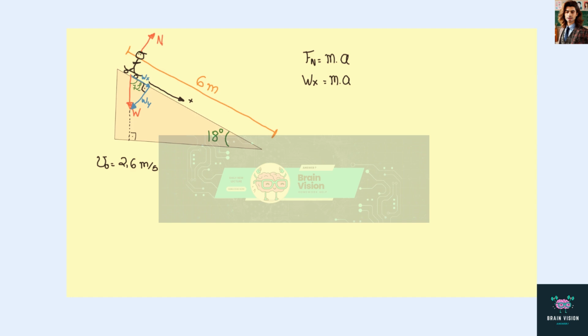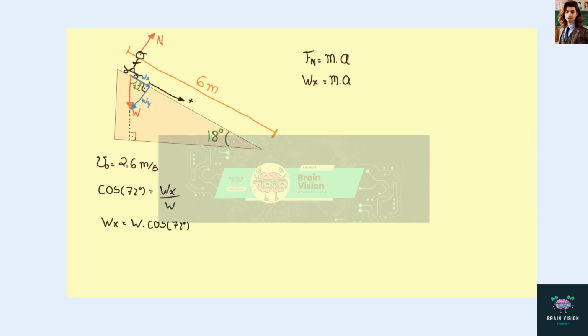Then, the relation between the weight force and the X component can be given by the cosine of 72 degrees, because the cosine of 72 degrees is equal to the adjacent side, so the X component of the weight force, divided by the hypotenuse, which is the weight force. Then the X component of the weight force is equal to the weight force times the cosine of 72 degrees.